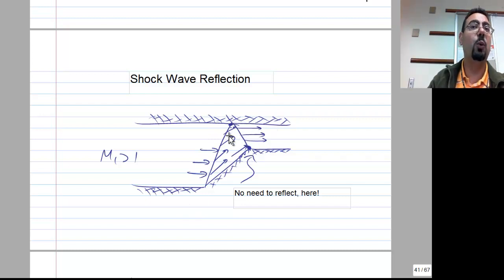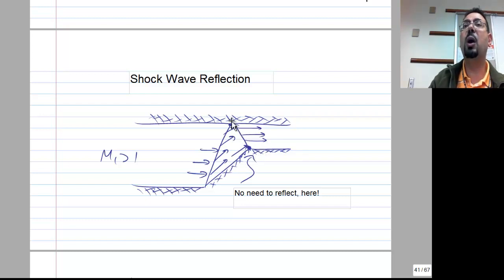Because the upper wall basically wants the flow to become horizontal, and the flow was moving with the lower wall. So when it hits the upper wall, it needs to start moving with the upper wall. How does a supersonic flow change direction? It changes with a shock. So that's why the shock was reflected, because the upper wall is forcing the flow to change direction.